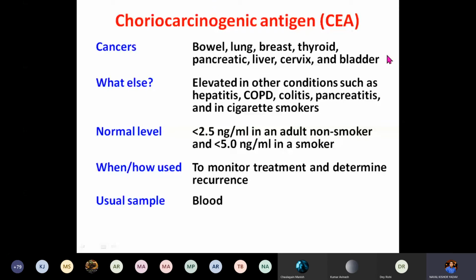Other than cancer, it is also increased in some other diseases like hepatitis, COPD, pancreatitis, and in smokers, cigarette smokers. In chronic smokers, the level will be increased. So this is also not more specific for cancer. Okay, but it is commonly used as a tumor marker in the normal setting.